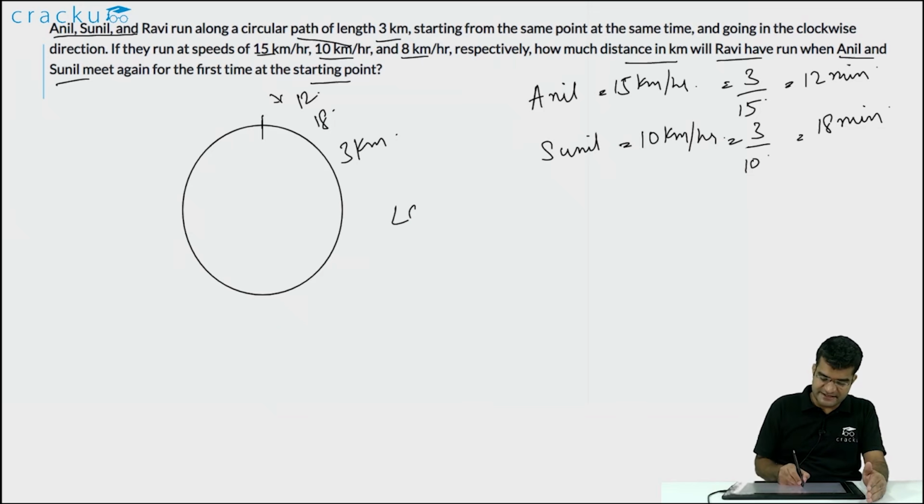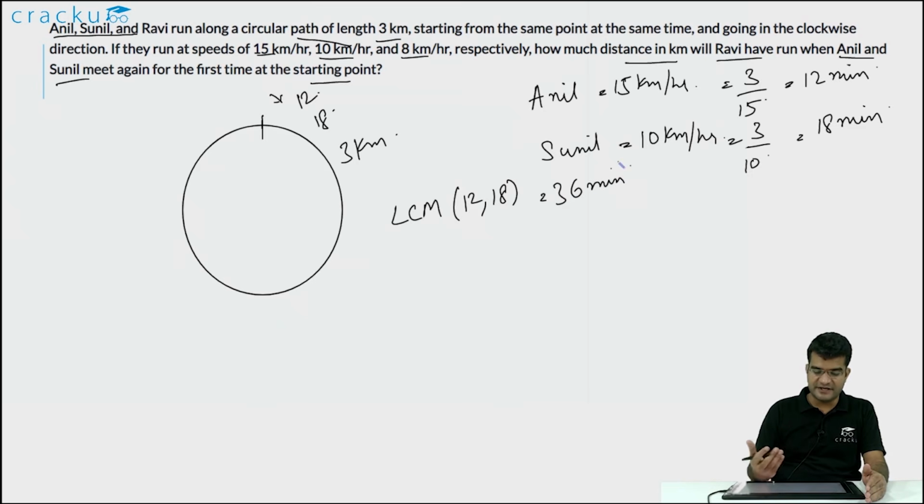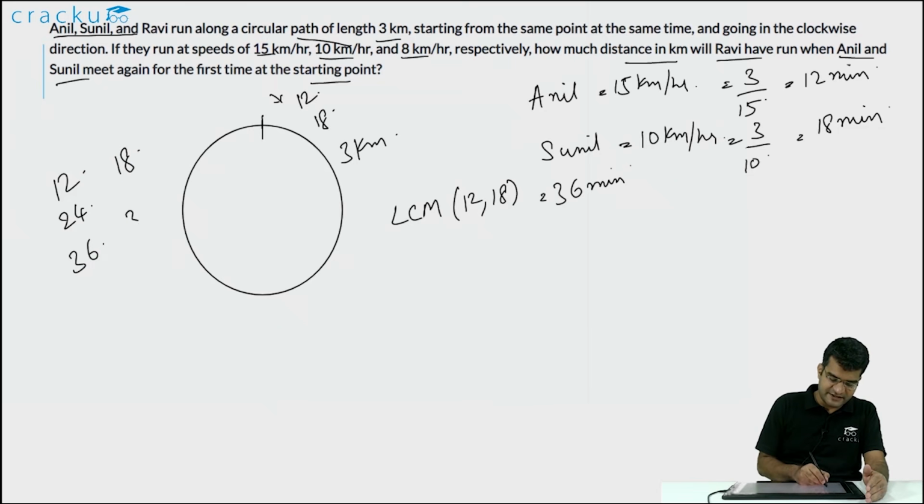That will be the LCM of 12 and 18, which is equal to 36 minutes. So, after 36 minutes, both of them, that is Anil and Sunil, will be at the starting point. You can even visualize this, that Anil will be at the starting point after 12 minutes, then after 24 minutes, and then after 36 minutes. Similarly, Sunil will be at the starting point after 18 minutes and after 36 minutes.